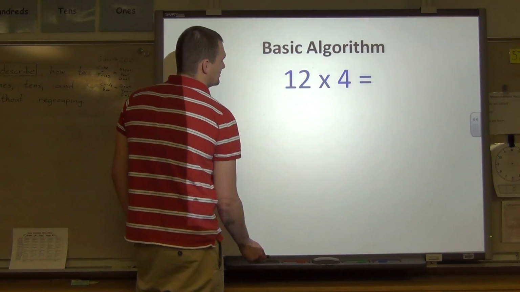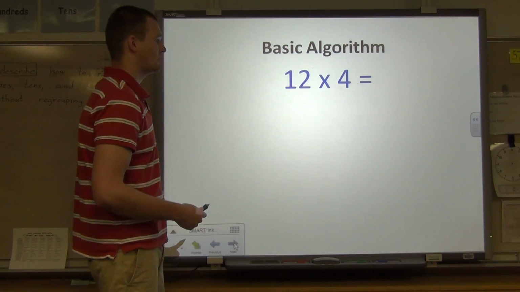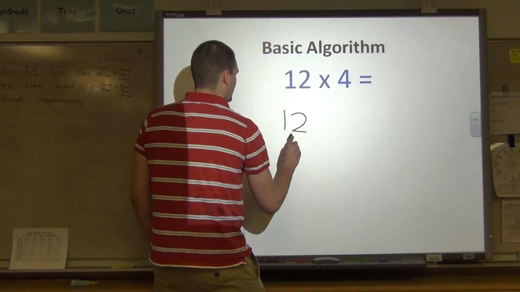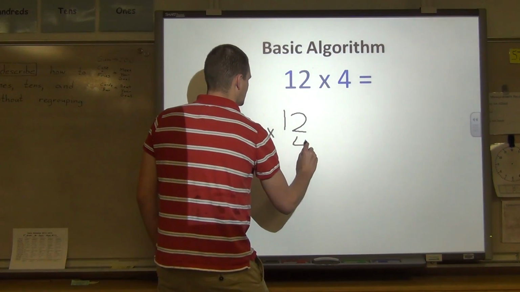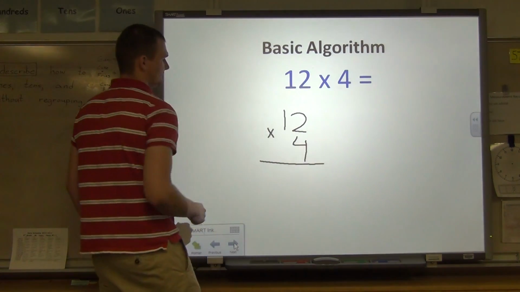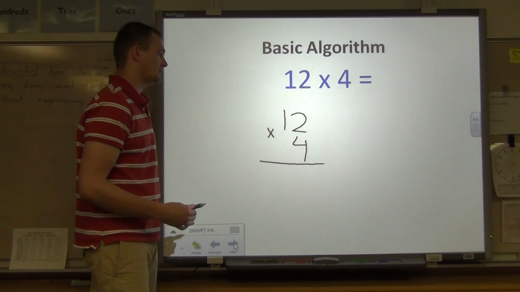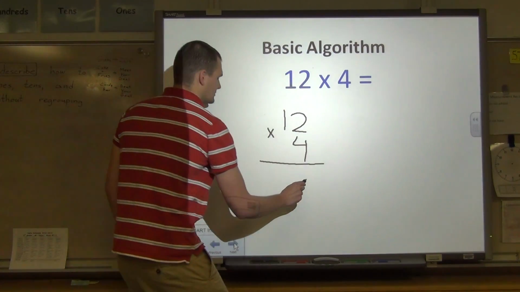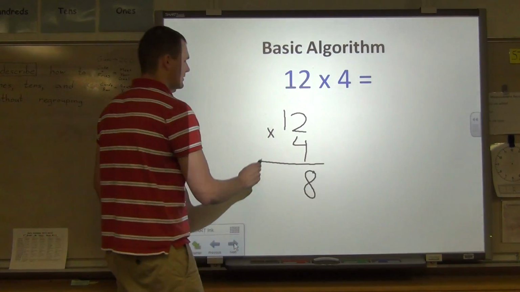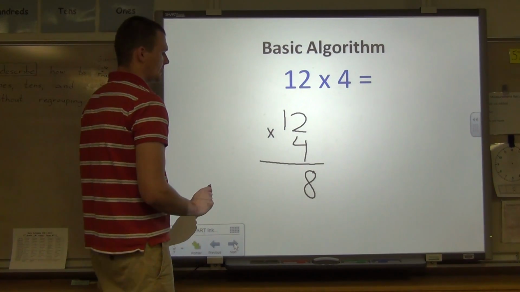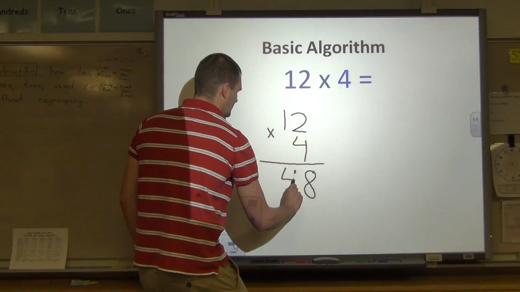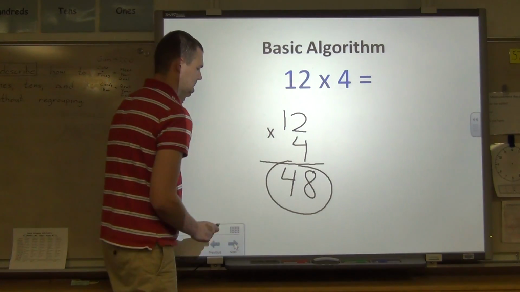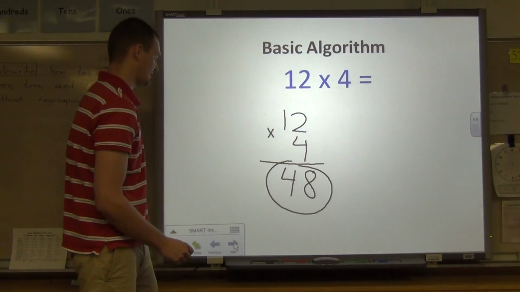Okay, the problem I'm going to use through all the different strategies is 12 times 4. For this method, just lining up the digits, 12 times 4, and we're putting the 12 at the top because it has the most digits. It makes it easy to line up the place values and multiply. 2 ones times 4 equals 8 ones. 1 ten times 4 gives us 40. So we have a product of 48. Okay, that's the basic algorithm.